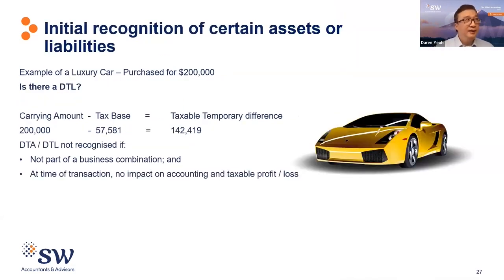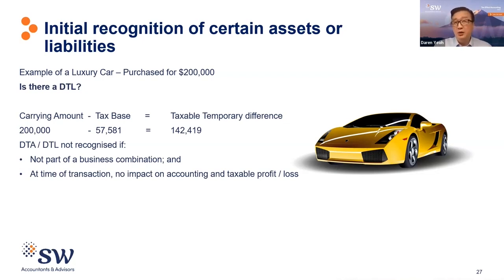So let's look at a simple example. You acquire a luxury car for 200,000, and the tax base of a depreciating asset, as I mentioned, will equal the tax written down value. And cars are subjected to a car limit. I have 57,581 there. That number has changed. The difference between the 257 is 142,000. So by virtue of buying that luxury car, you have triggered a taxable difference of 142,000.